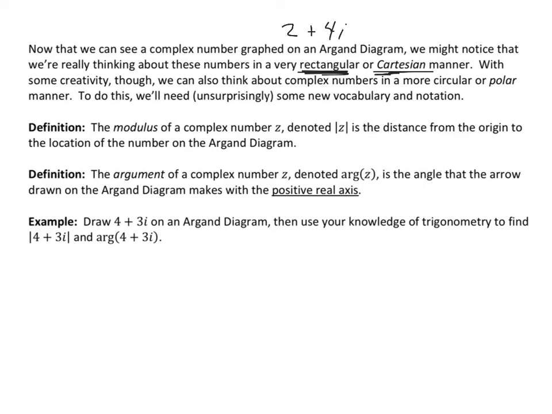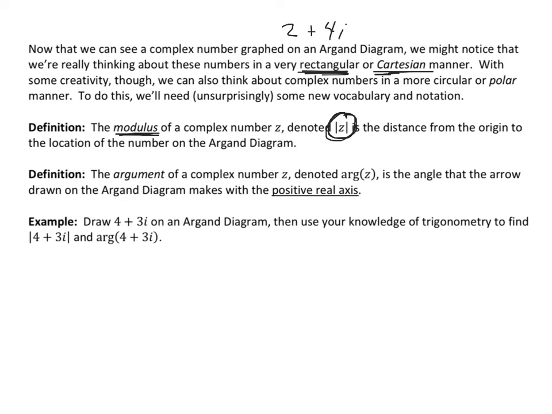But to do all this, we're going to need some new vocabulary and some new notation. The first new vocabulary word is modulus. The modulus of a complex number z, which is denoted like this, looks like absolute value. So this does not mean the absolute value. The modulus of z is the distance from the origin to the location of the number on the Argand diagram. So it's a concept of distance or length.